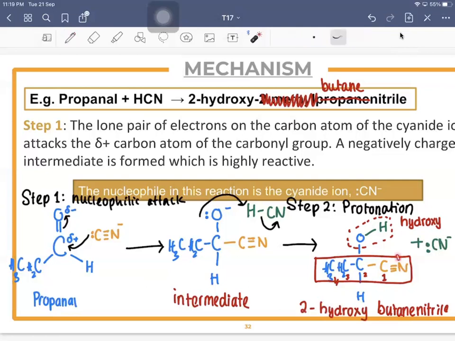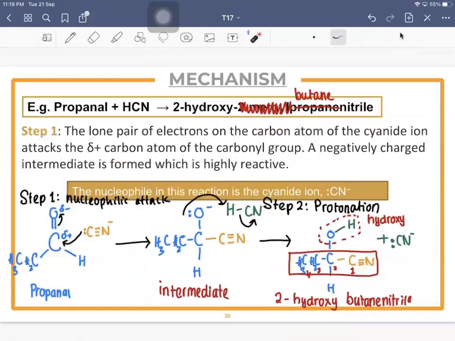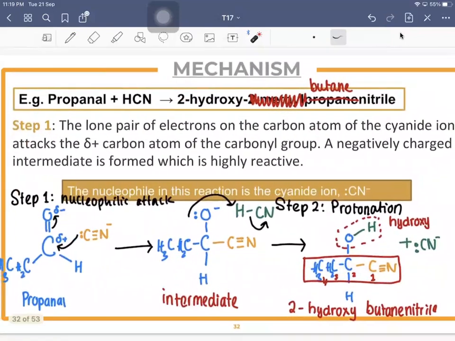The numbering has to start from the CN group, because now the CN becomes a part of the principal chain and it has to have the lowest number. So 1, 2, 3, 4, hydroxy group on carbon number 2. We call it 2-hydroxybutanenitrile. So please change the name that you have in your notes, propanal plus HCN, to give you 2-hydroxybutanenitrile. If you want to copy this down, you can pause the video here.